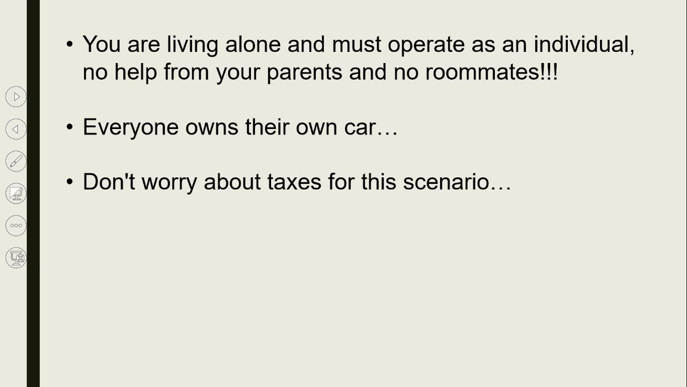And on the back too, there's a couple of things to help you out. I'll have them on the screen for you guys, and we'll do those so you can write down the information as we go. But for scenario number 1, we are going to be living alone and must operate as an individual. No help from your parents and no roommates. So this is completely you.